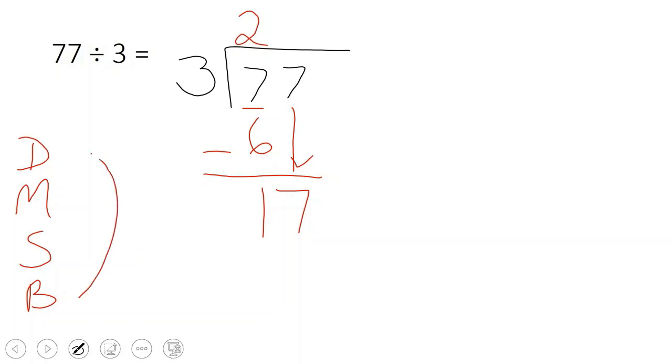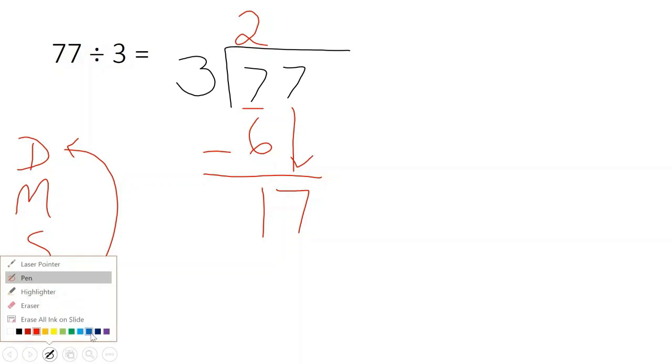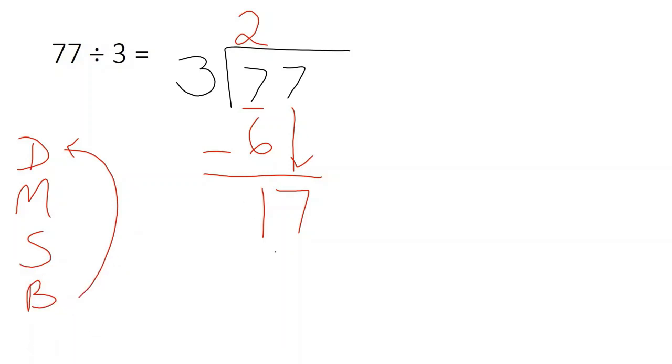Once you bring down, you should repeat your steps all over again. So let's repeat all these steps one more time. So I have 17, and I'm still dividing by the same divisor. This does not change. So I want to do 3 into 17. So let's skip count by 3s and see how close we can get to 17 without going over. Go ahead and try it on your own.